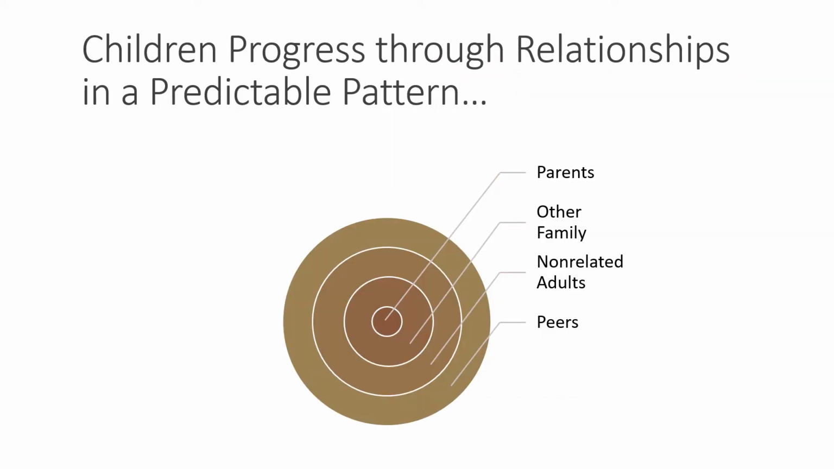If you think about your own childhood and progressing into adolescence, you probably saw the pattern that's depicted here. That is, children progress through relationships in a predictable pattern. When a child is young, he or she interacts primarily with parents. You see that at the center circle. Or perhaps with other family that might include brothers, sisters, aunts, uncles, cousins. As the child ages, they start interacting with non-related adults, so perhaps teachers, coaches, counselors. By late elementary school, and certainly by middle school, they're interacting primarily with their peers. The peers become increasingly important in adolescence.